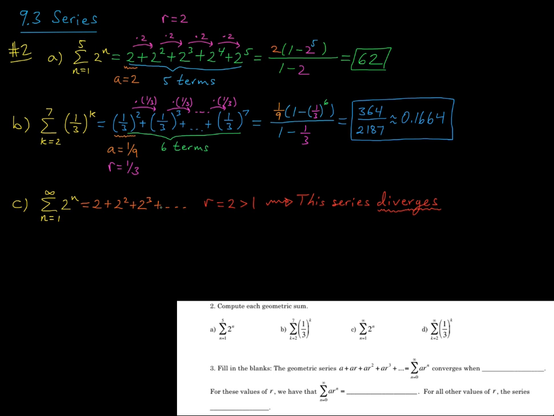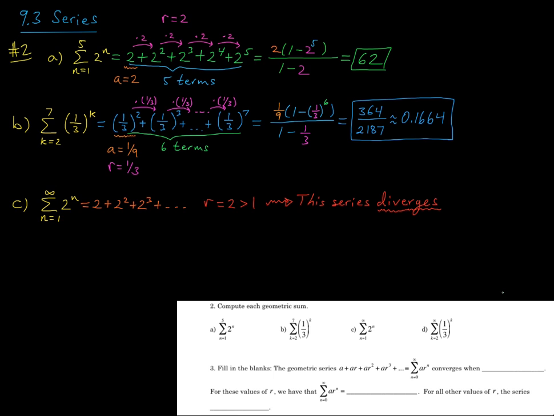You can also see that by thinking about what's going to happen to these partial sums. We're looking at 2 plus 4 plus 8 plus 16 plus 32, and so on and so forth. Clearly, those partial sums will approach infinity, and so we get a divergent sum.